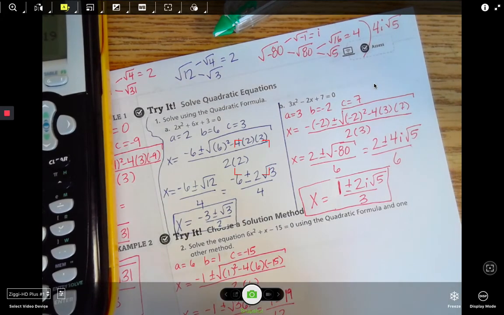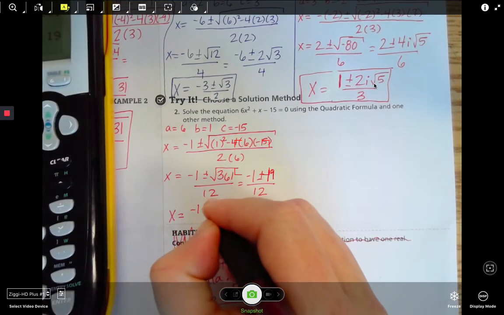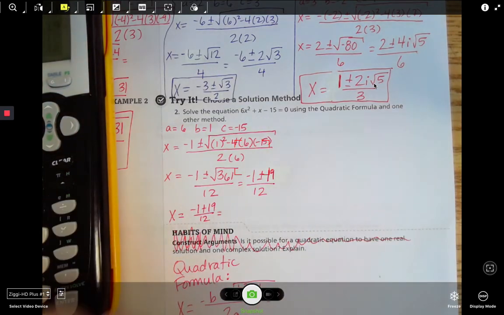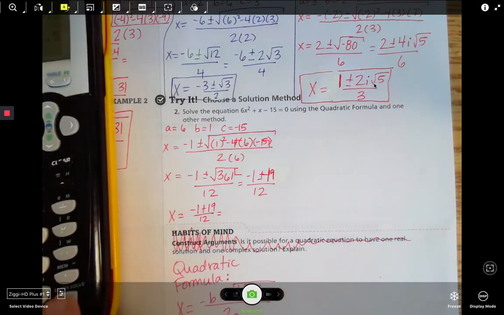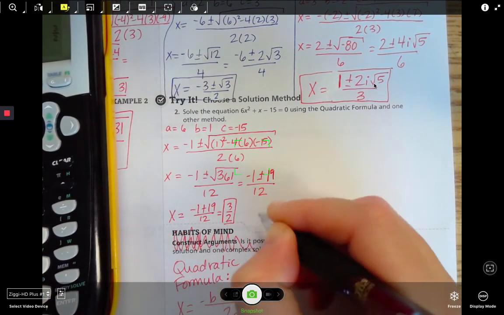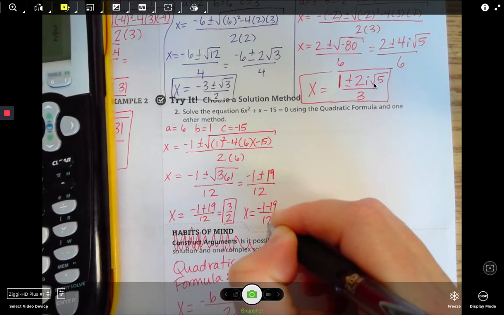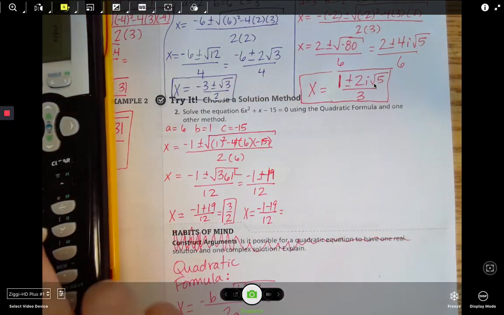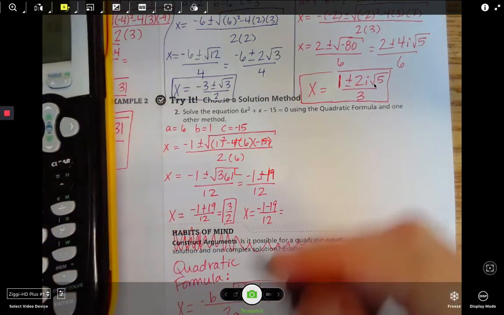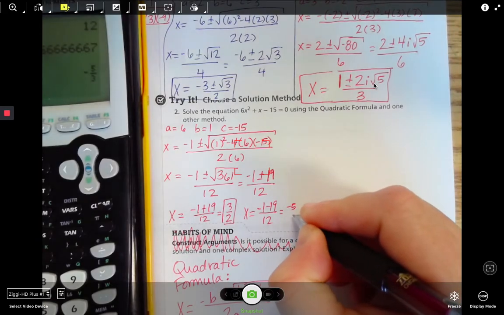So we've got x equals negative 1 plus 19 over 12, which is 3 over 2. And we've got x equals negative 1 minus 19 over 12, which is negative 5 over 3.